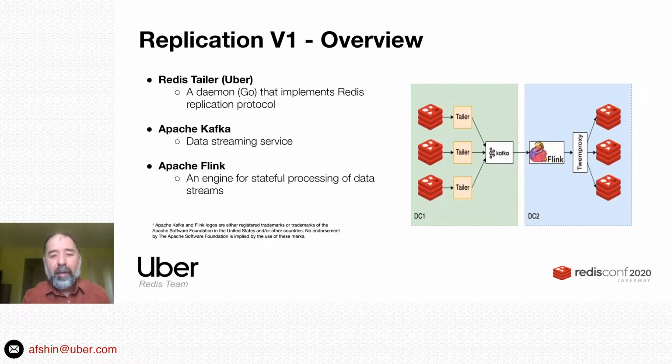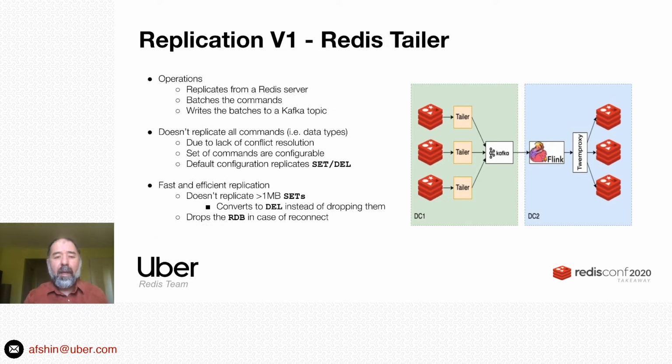So we have three main components. There is a Redis Tailor, which is an Uber component. It's a daemon written in Go that implements Redis replication protocol. There is Apache Kafka, which is a data streaming service. And there is Apache Flink, which is an engine for stateful processing of data streams. Kafka and Flink are open source components, so I'm just going to focus more on the Redis Tailor here.